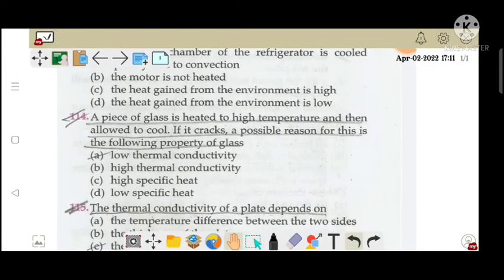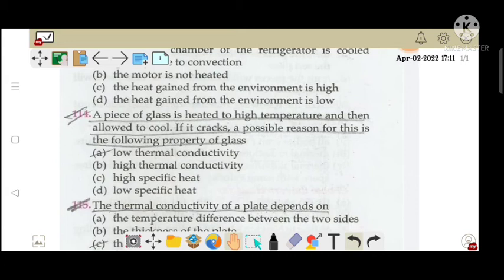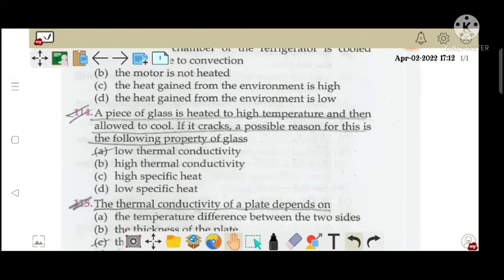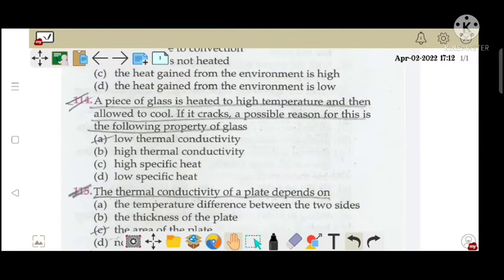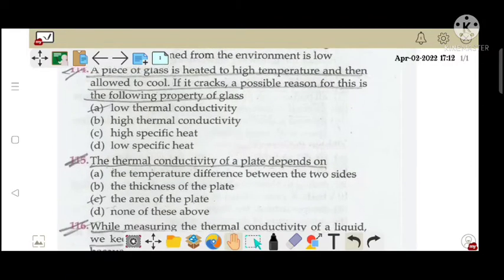A piece of glass is heated to a high temperature and then allowed to cool. It cracks. What are the possible reasons for this? The following property of glass: low thermal conductivity.